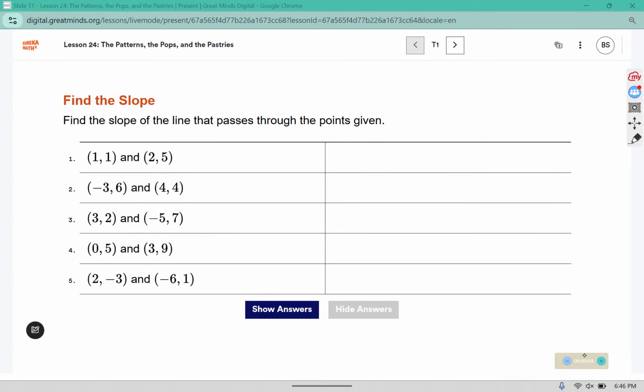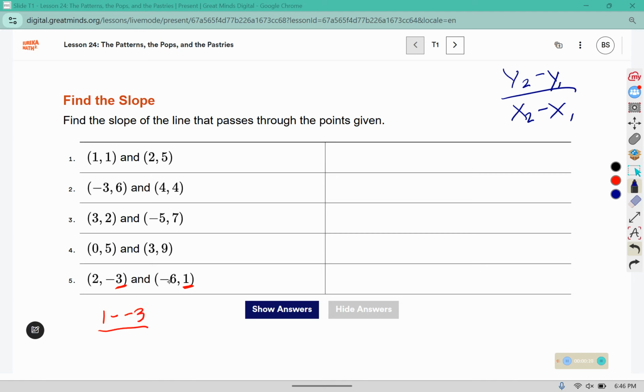Find the slope of the line that passes through the points given. Remember, the format is y2 minus y1 divided by x2 minus x1. So we'll start with our y values. 1 minus -3 goes on top. And then our x values, -6 minus 2 goes on the bottom.